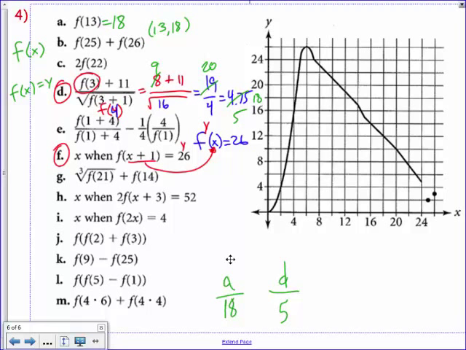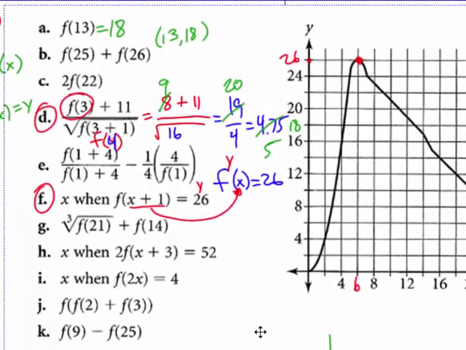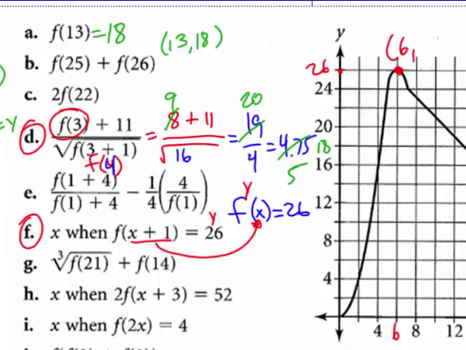Well, where can I find that? Let's see. 26 is up here. So right there. Well, what is my x at that point? That would be at 6. So my x is 6. So is that my answer, 6? No, f of 6 is 26.